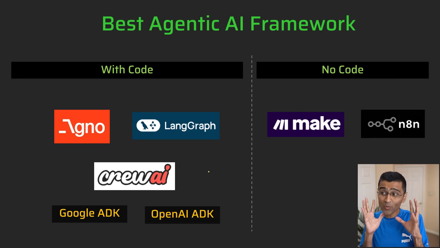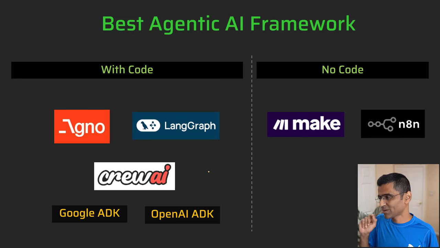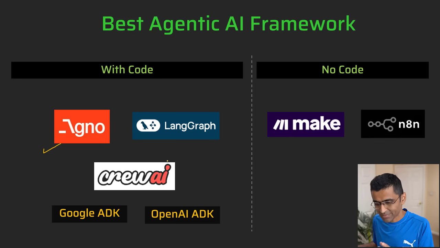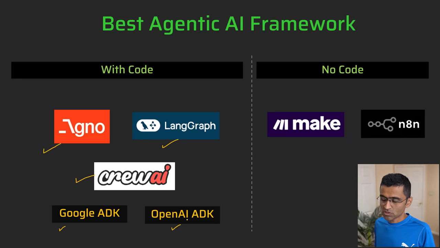All right, folks. So which framework is the best? Well, it depends. If you don't want to do coding, if you want to build agents using no code, a graphical user interface, then go with N8N or Make. If you want to build customized workflows, right? And if you want to build very fast agents, then go with Agno. If you want to build super customized stateful agents, then go with LangGraph. For multi-agents, go with CrewAI. And if you are into the Google or OpenAI ecosystem, you can choose one of these two. So based on the situation, you can evaluate which framework is the best one for you.